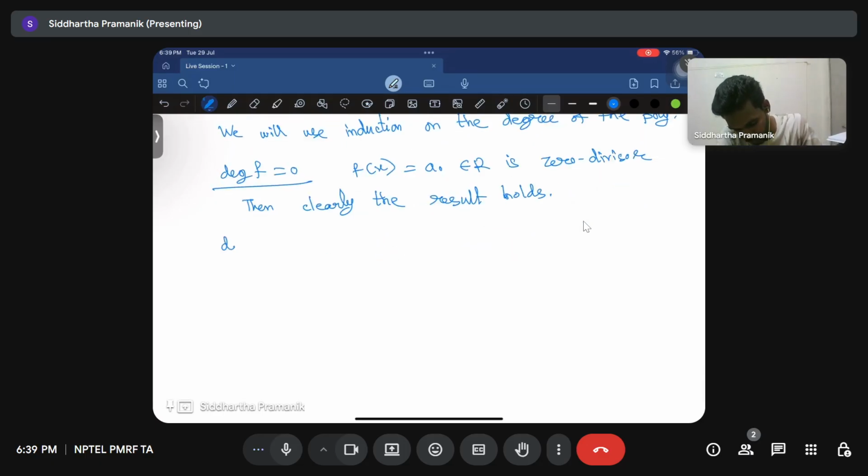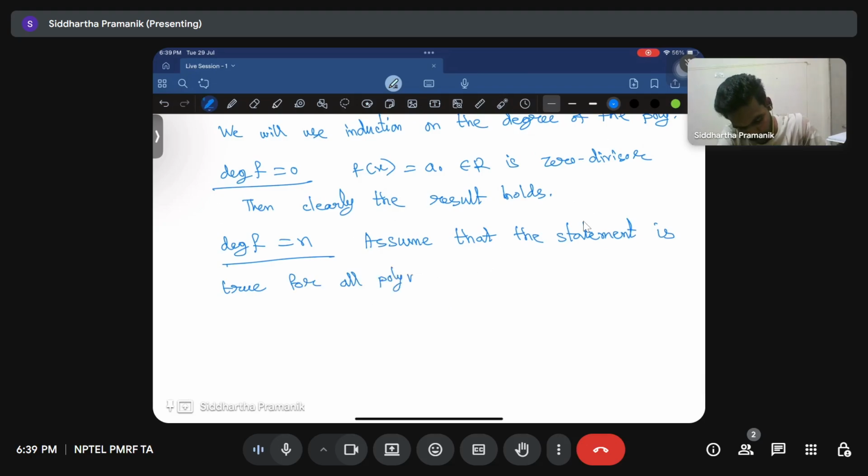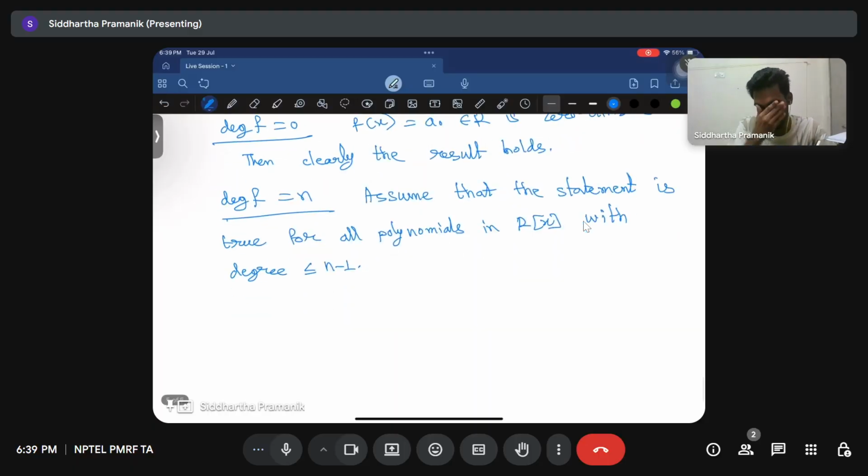Now let the degree of f be equal to n, and assume that the statement is true for all polynomials in R[x] with degree less than or equal to n minus 1. So we need to prove the statement for f(x) which has degree n.